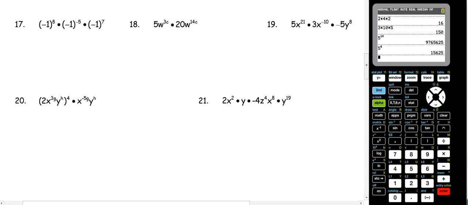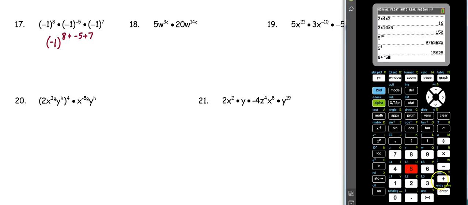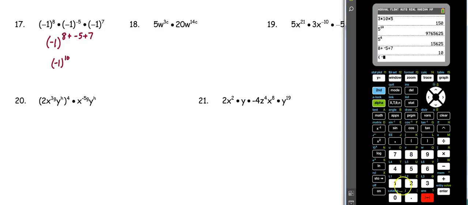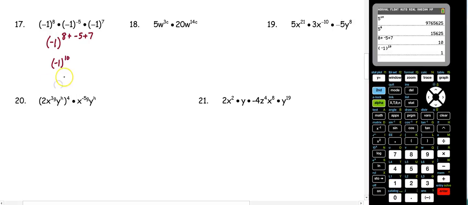Number 17, I have negative 1 as my base for all these, so I'm going to put negative 1 in parentheses. I'm going to add my exponents because there's multiple bases. So 8 plus negative 5 plus 7 gets us negative 1 to the 10th. Now, negative 1 to the 10th is a number, so we can try evaluating that out. So negative 1 to the power of 10 is just 1.